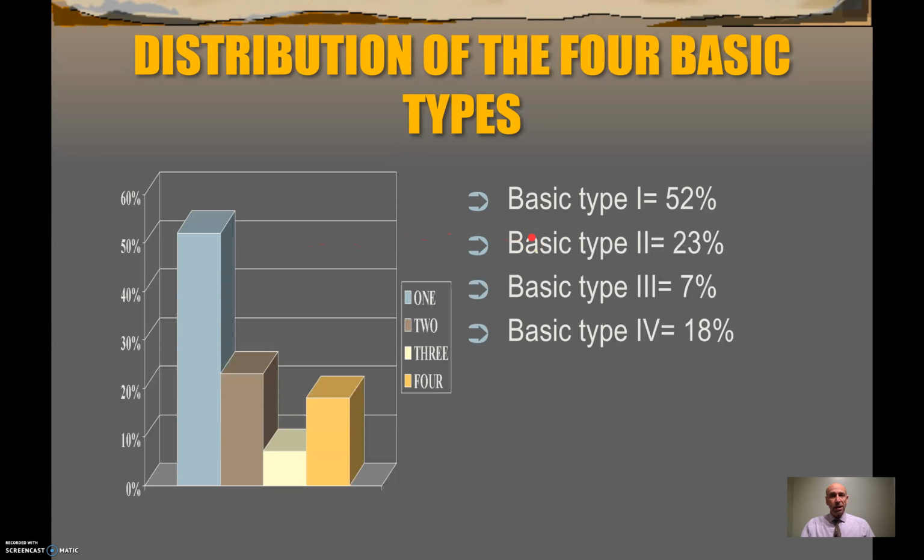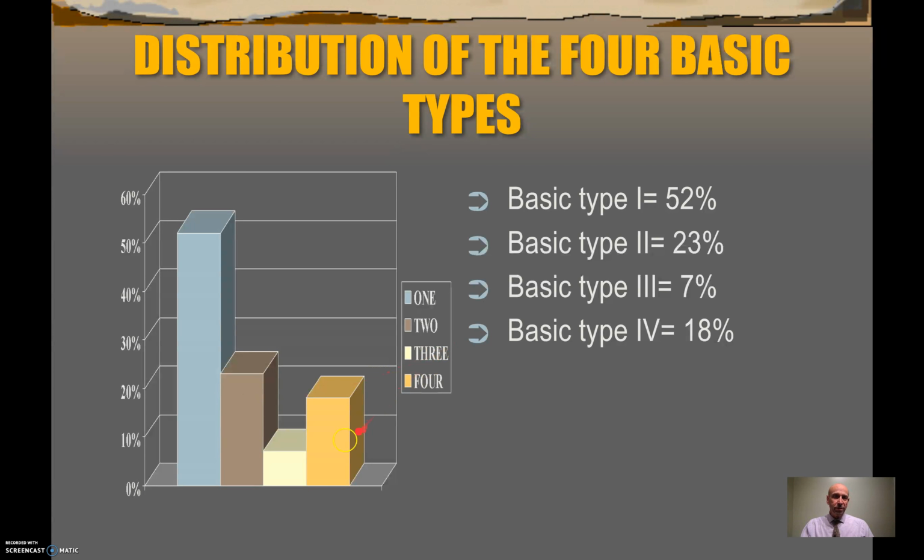Then we look at basic type 2, represented here by, what color would that be? Well, let's say light brown. And those represent, considering there's four basic types, pretty close to a true quarter, so 23%. And that's characterized, well, we'll go through that in a minute.